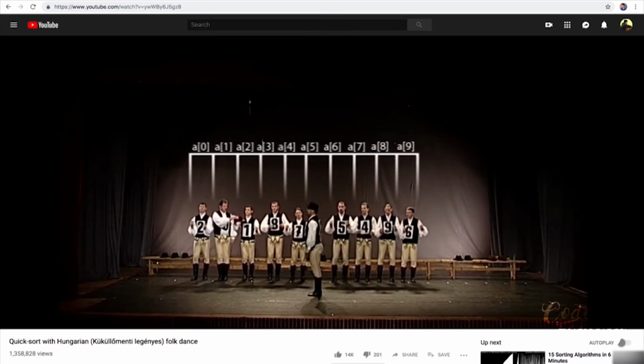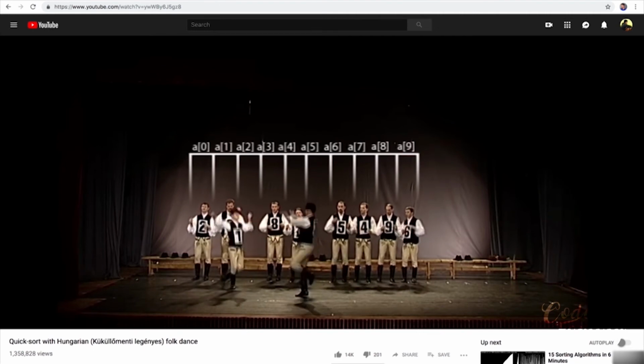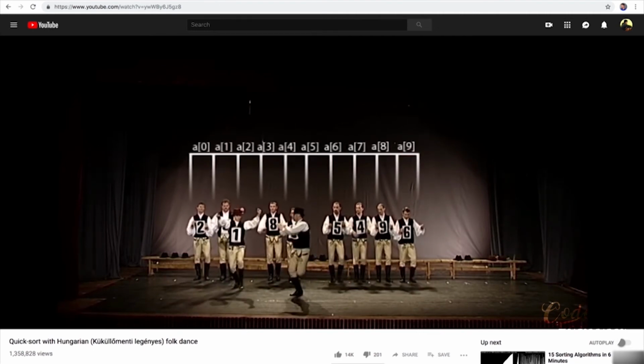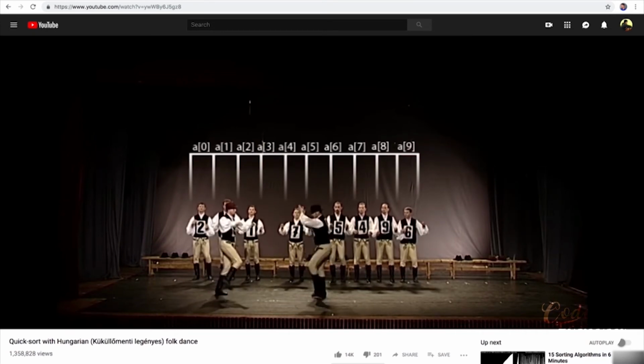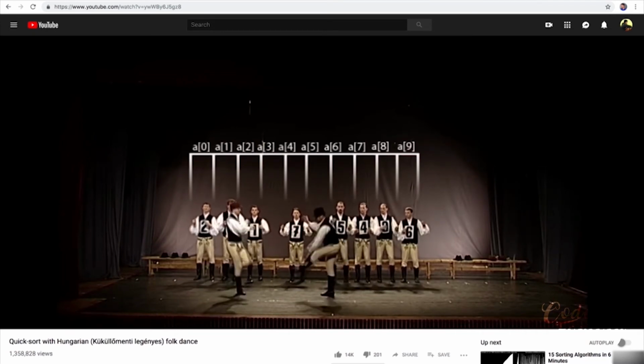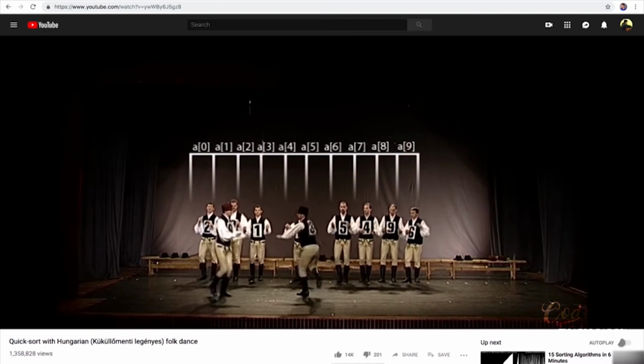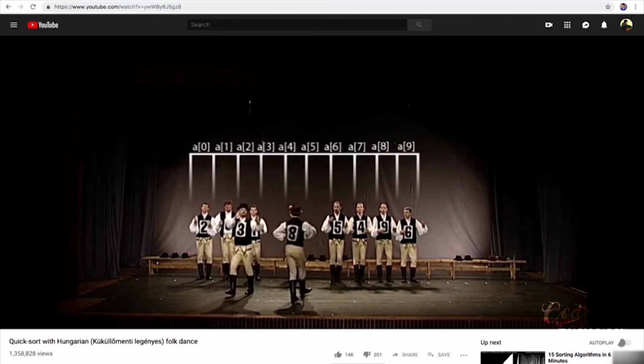Now, this implementation and the visual that I just showed you is a little bit different. But the idea is the same. Quicksort can be implemented in different ways, but the idea of a pivot is the same. I encourage you to watch this video to fully understand how it works underneath the hood. But let's go over the main concepts.